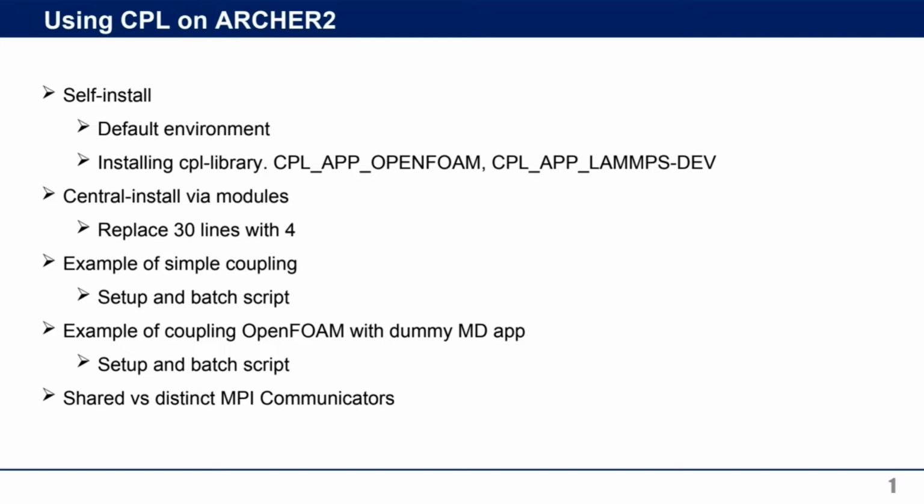I'll describe how to run a very simple coupling of 2 basic applications, and then move on to how to couple an OpenFOAM simulation with a small dummy molecular dynamic application. And then finally, just a very brief description of how to run 2 parallel applications, each with their own distinct MPI communicator, rather than just one single MPI communicator.